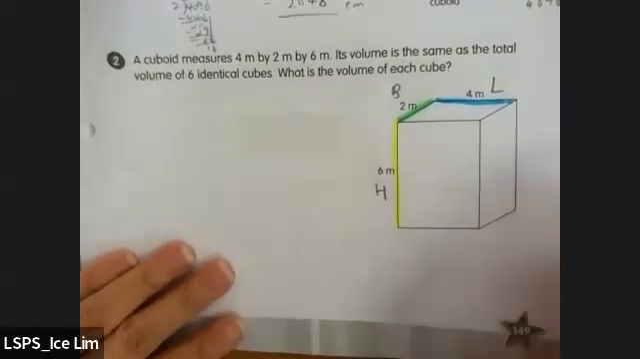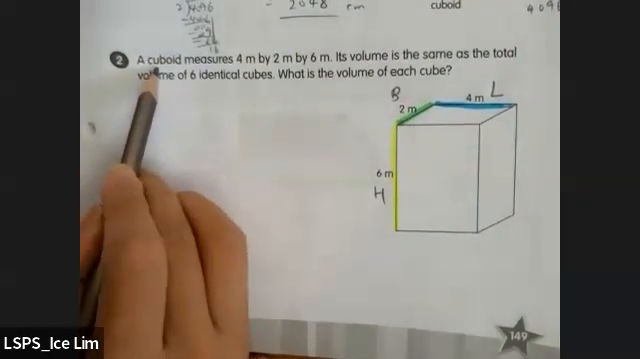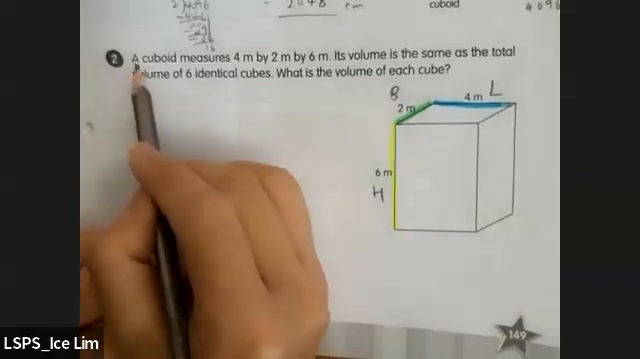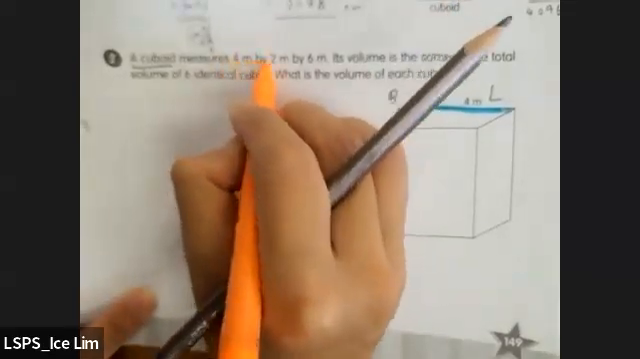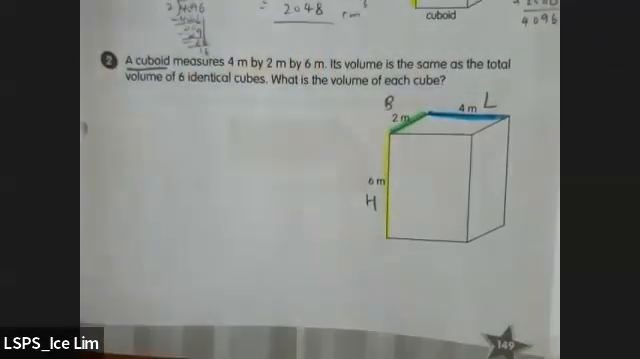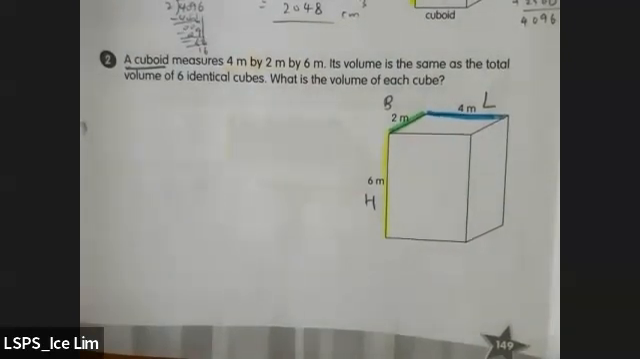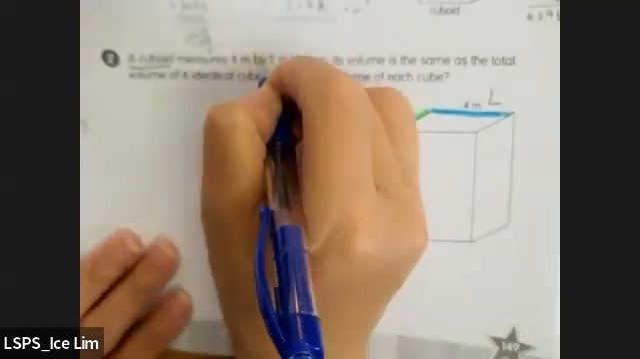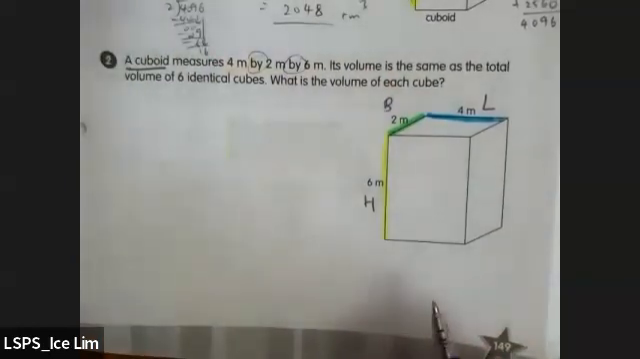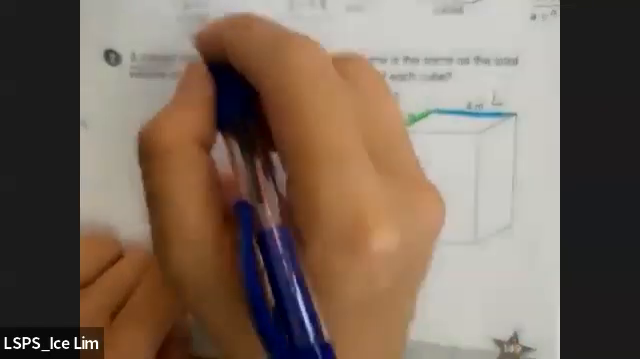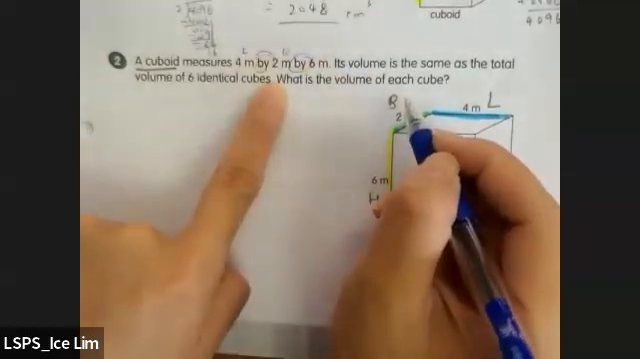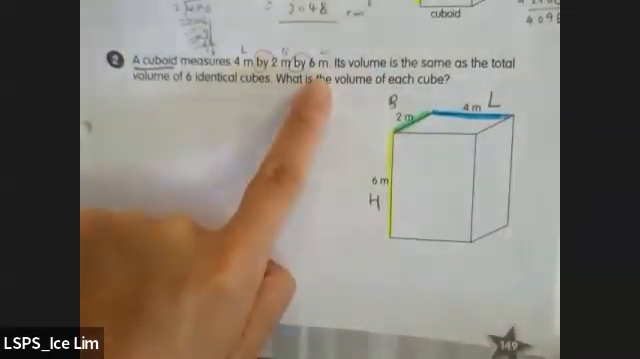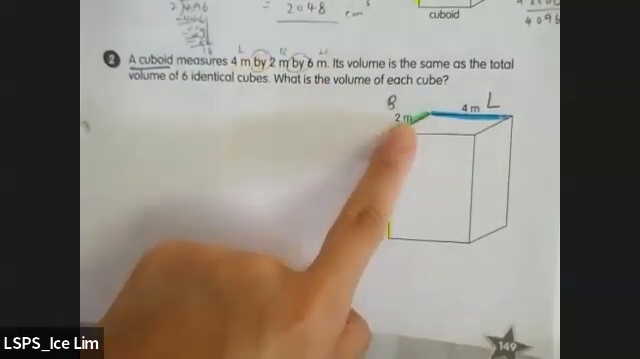Okay, so if you look at this question, you notice that for every question, there's a cuboid's measurement that goes with this kind of thing, by something and by something. Length, breadth, height, length, breadth, height. So 4 meters is the length, by breadth, 2 meters is the breadth, by 6 meters is the height. So it's exactly as what is drawn: length, breadth, height.